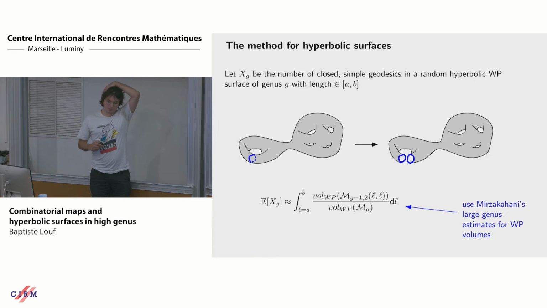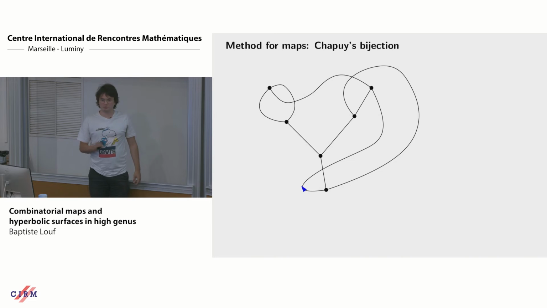All right, so that's the proof for hyperbolic surfaces, and the proof for maps is completely different. It's not this at all.